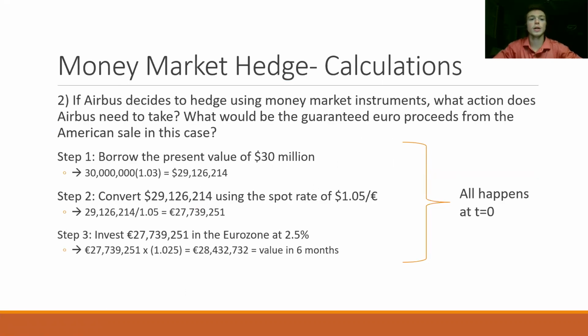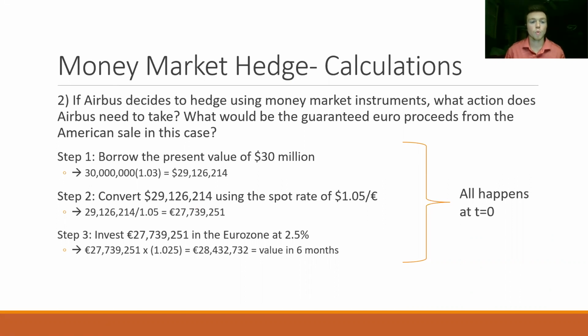So number two, if Airbus decides to hedge using money market instruments, what action does Airbus need to take? What would be the guaranteed euro proceeds from the American sale in this case? So calculations here, the concept is fairly similar to what we did before the last test, money market hedge with a payable, excuse me. But it's kind of just the opposite here.